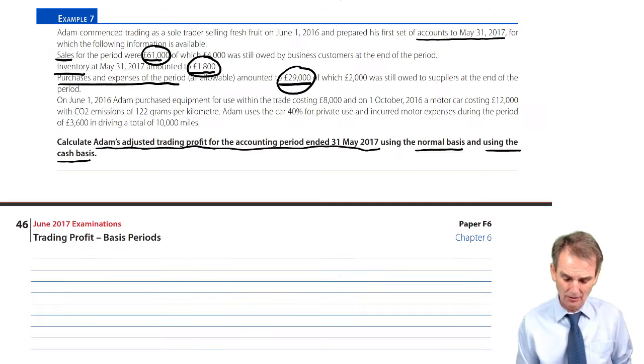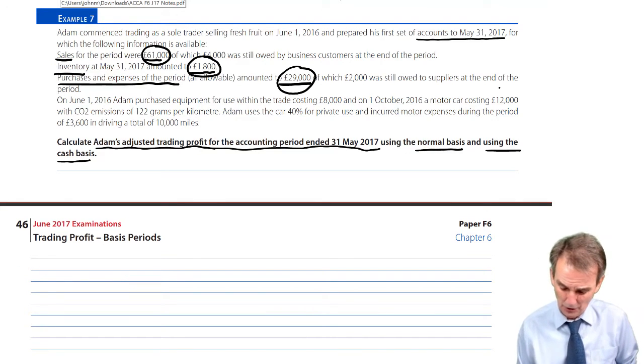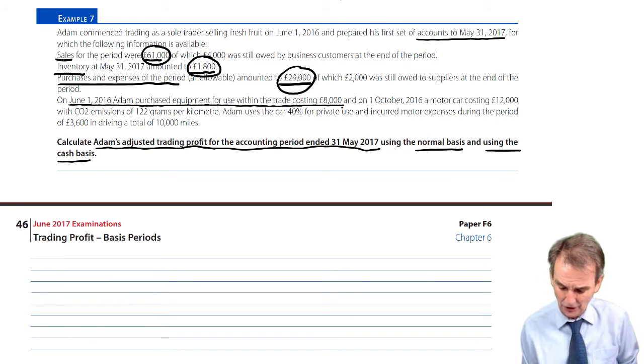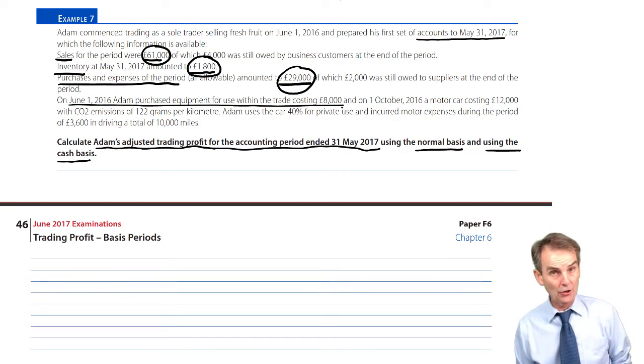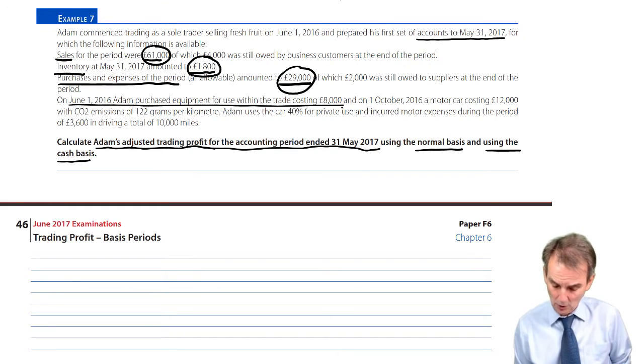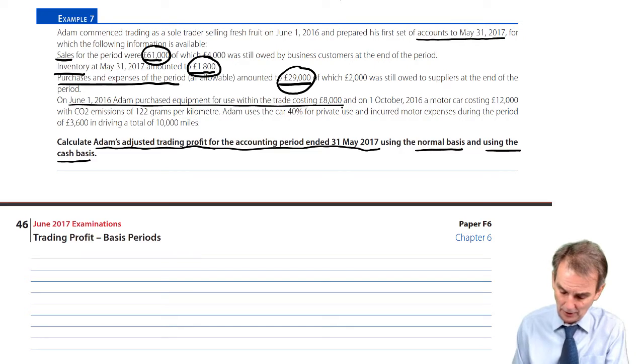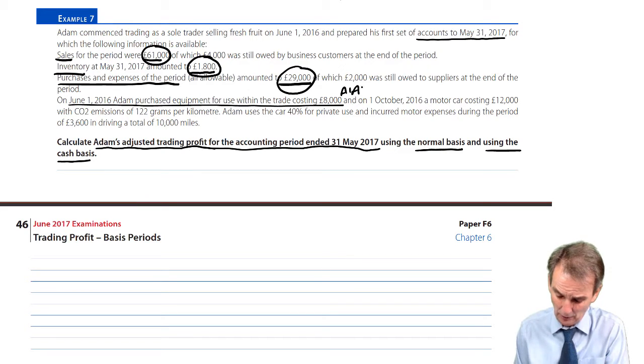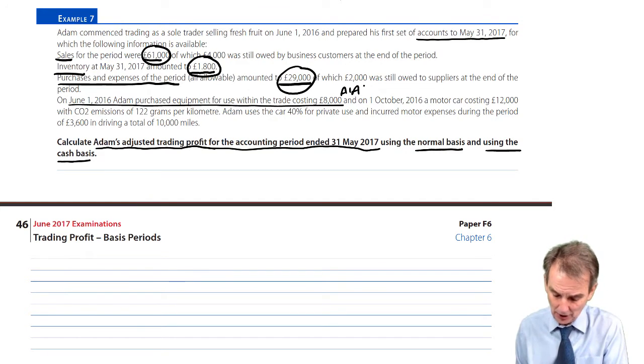So let's just go back to the information in the question, and what are we told? We're told that on June the 1st, 2016, Adam purchased equipment for use within the trade, costing £8,000. Under the normal basis, we're now therefore talking about capital allowances. What capital allowances would you be entitled to on such equipment purchased in this first year of trading? That, of course, is well within your AIA limit, so 100% AIA would be given.